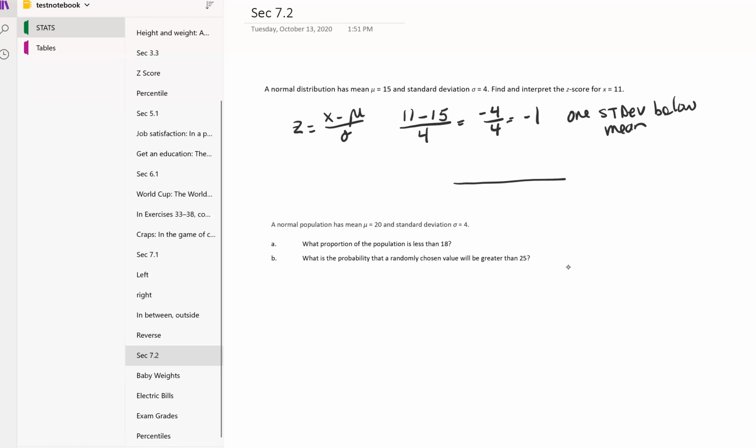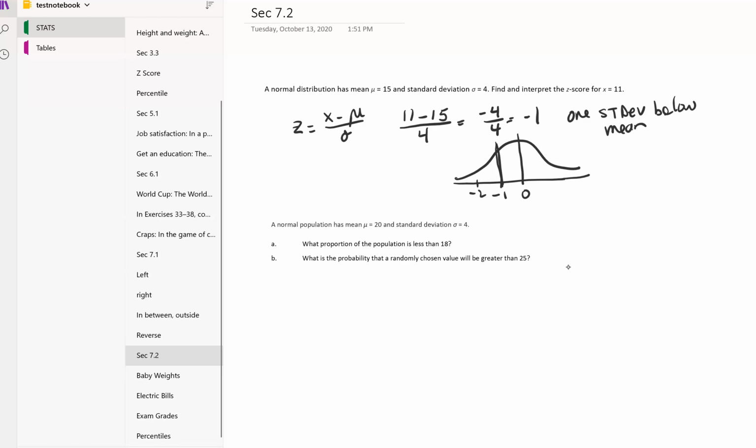So pretty much you have your standard normal curve. The mean is in the middle with a z-score of 0, minus 1, minus 2. So we're right here, 1 standard deviation below the mean.